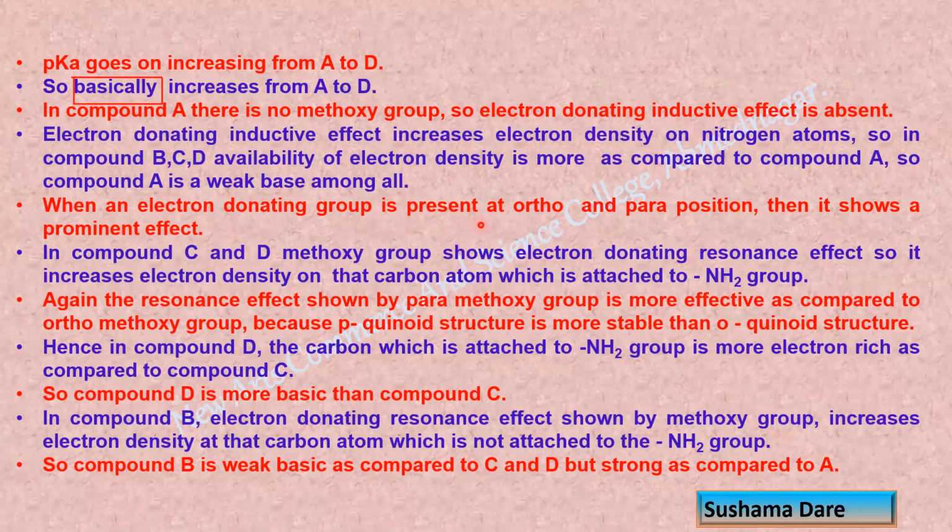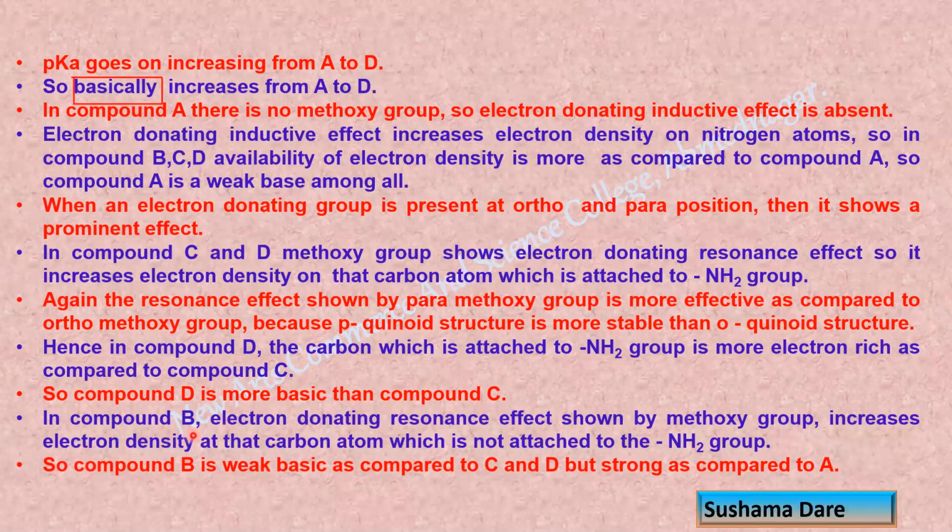When an electron donating group is present at ortho and para position, then it shows a prominent effect. In compounds C and D, the methoxy group shows electron donating resonance effect, so it increases electron density on that carbon atom which is attached to the NH2 group. Again, the resonance effect shown by the para methoxy group is more effective as compared to the ortho methoxy group because the paraquinoid structure is more stable as compared to the orthoquinoid structure. Hence, in compound D, the carbon which is attached to the NH2 group is more electron rich as compared to compound C. So, compound D is more basic than compound C.